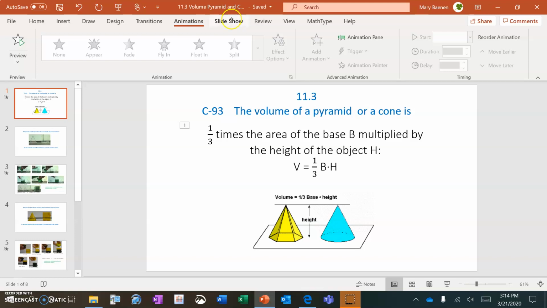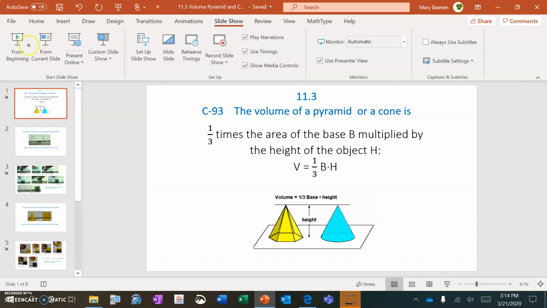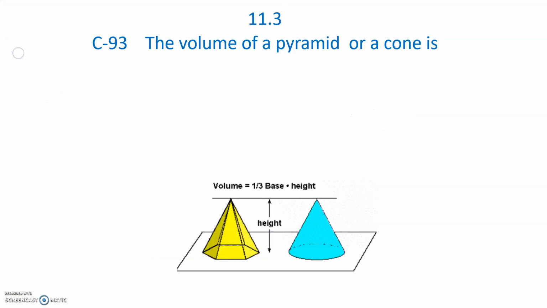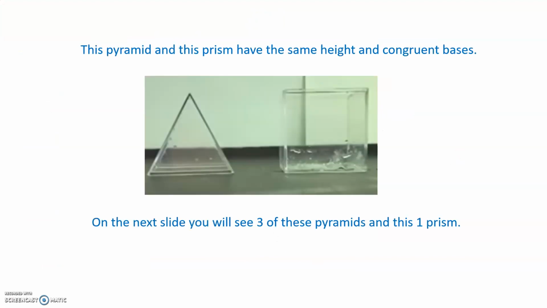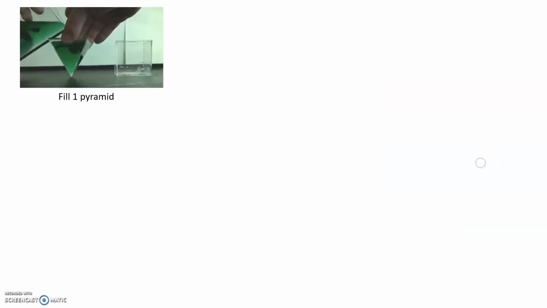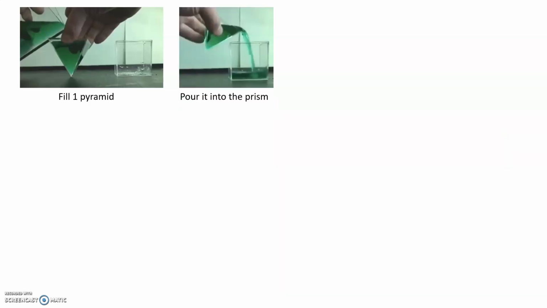So let me get to the slideshow now. Okay. So this pyramid and this prism have the same height and congruent bases. On the next slide, you will see 3 of these pyramids and this one prism. Okay, so there's our prism sitting there, and there's our first pyramid, and they're going to fill it with the green liquid. Second step, they're going to pour that into the prism. And see how it does not fill the prism.